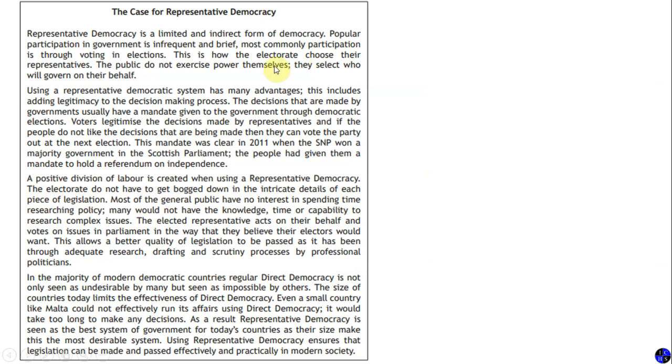Looking at the first paragraph, scanning through that, quite short. It seems just to be describing what representative democracy is, and there's nothing really in there that's jumping out at me that I've seen in source A, so I'm going to leave that one for now.